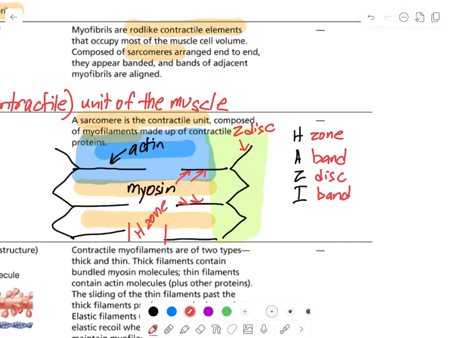So it's important to know the anatomy of the sarcomere. Again, the H zone, which is in the middle here, is in the A band, which runs the length of the myosin. And the Z disc, which is right here, is the edge of the sarcomere, and that's in the middle of the I band.